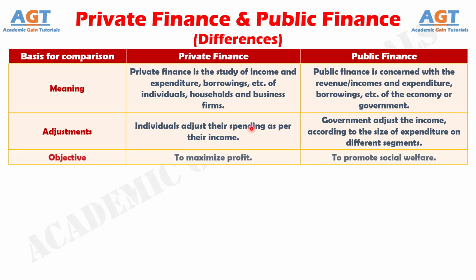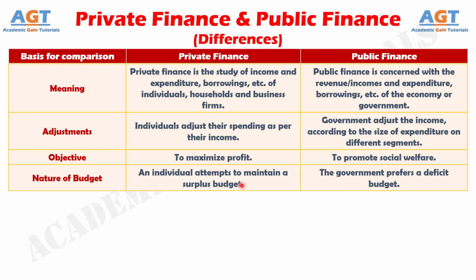Number 3. The main objective of private finance is to manage the finance in such a way which helps in earning maximum profit, whereas the primary objective of public finance is the welfare of the general public. Number 4. In private finance, the individual seeks to maintain a surplus budget by spending only a certain portion of his income. On the other hand, in public finance, the government usually frames a deficit budget during the phase of economic development, war or depression.